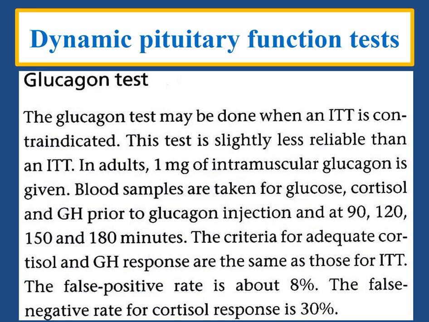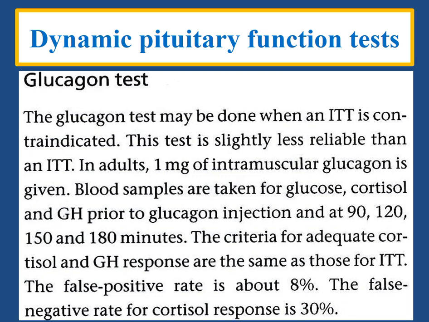Glucagon test. The glucagon test may be done when an ITT, insulin tolerance test, is contraindicated. This test is slightly less reliable than an insulin tolerance test. In adults, 1 milligram of intramuscular glucagon is given. Blood samples are taken for glucose, cortisol, and growth hormone prior to glucagon injection, and at 90, 120, 150, and 180 minutes.